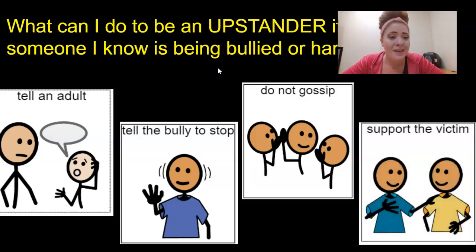Support the victim. It is important to be supportive of the victims of bullying. You can help them by telling them some of these tools that you have to be an upstander. You can support them by telling them it's okay to tell an adult. It's okay to tell the bully to stop. Supporting them sometimes just means listening. That can help too.